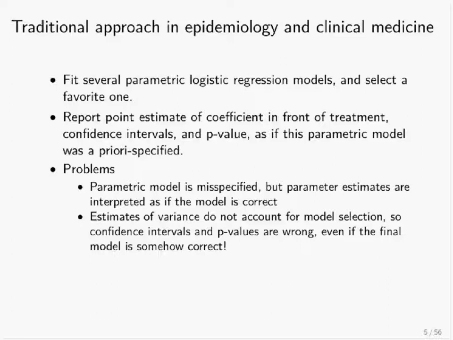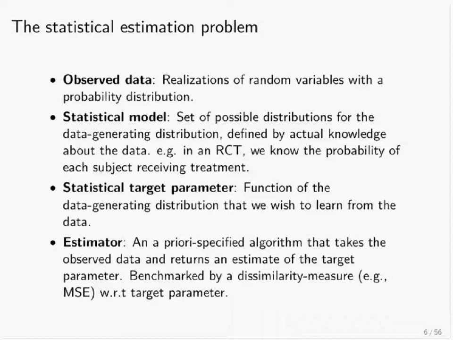But the parameter estimates are still interpreted as if the model was correct. And the inference does not take into account there was model selection. Confidence intervals and p-values are wrong. They were already wrong because things were biased, but even more wrong. So that's a problem. So for that purpose, we have to go back to the very basics of the paradigm of statistical inference.